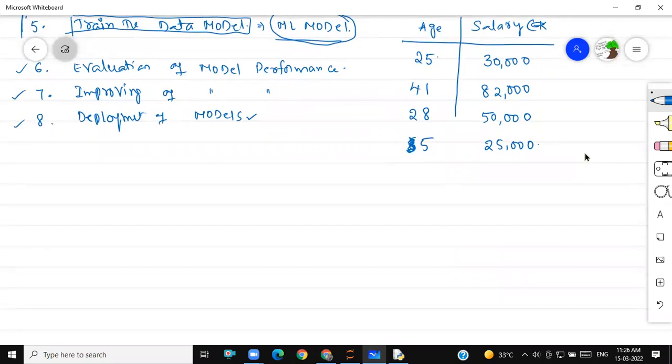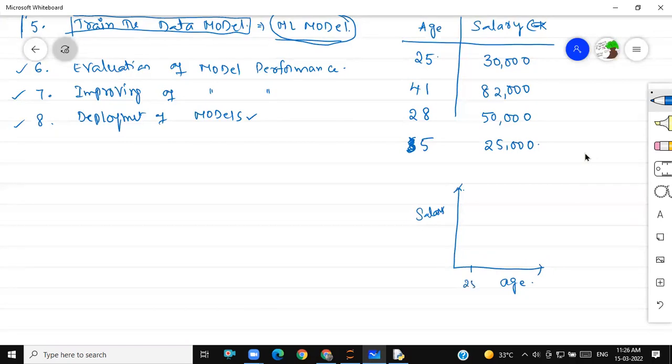So basically this is an age and a salary. There are 2 columns. If you try to map these data points to a 2-dimensional space, let us say this is age and this is going to be salary. Let us just take an example.